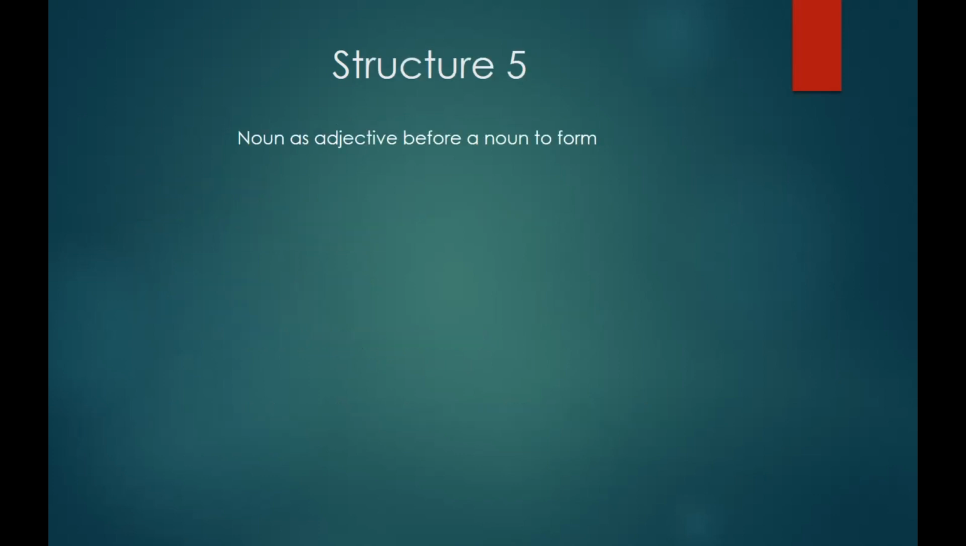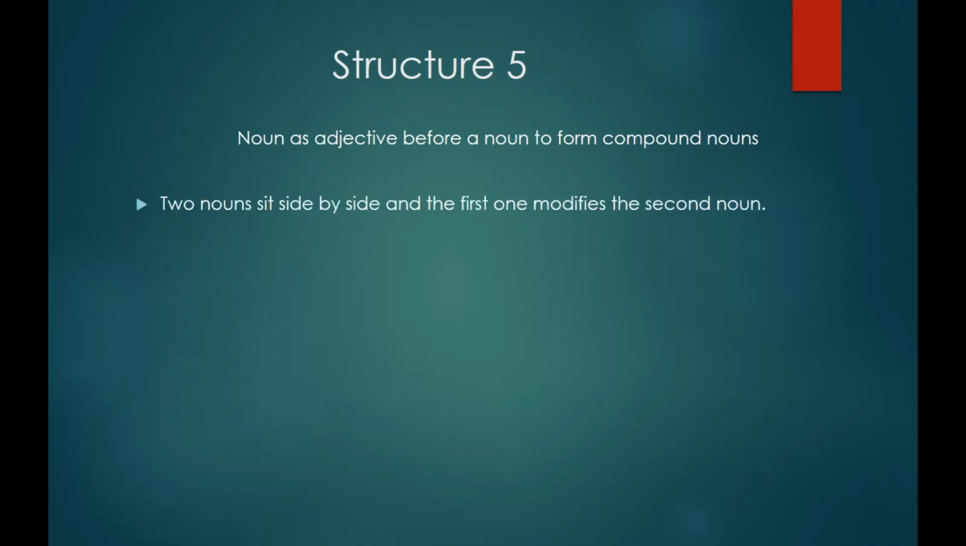Structure number 5: noun as adjective before a noun to form compound nouns. Two nouns sit side by side and the first one modifies the second noun just like an adjective. For example, we enjoyed a bus journey. So bus is a noun, but here it is used as an adjective and it modifies the second noun, and the second noun is the head.